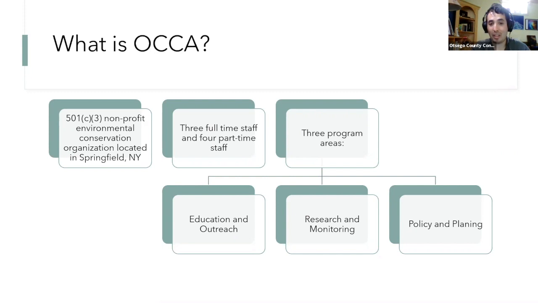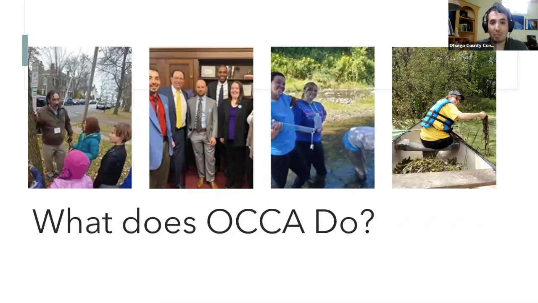I run a program called the Circuit Rider Planner Program, which we'll touch on later. My job is to keep abreast of state, local, and federal environmental policy changes and analyze them and interpret them on how they would affect our county and its 60,000 residents. And so this is a visual representation of what we do.